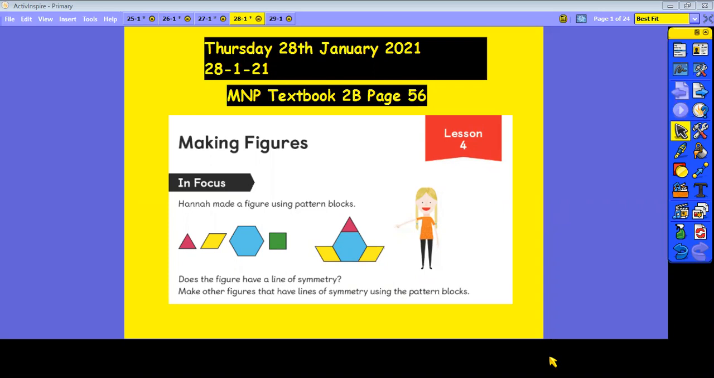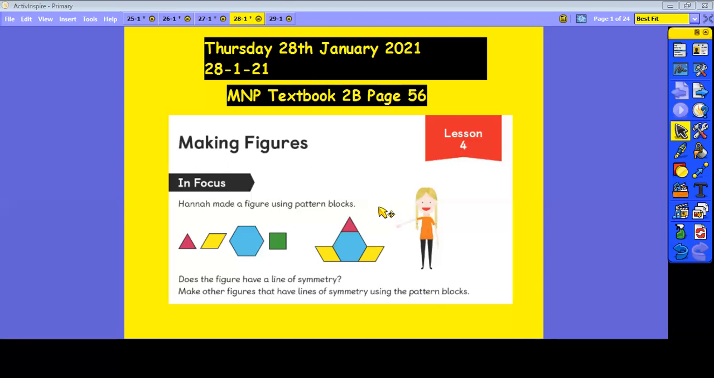Yesterday, children, you learned how to find lines of symmetry in shapes. You learned to discover whether shapes were symmetrical or not, and you did a really good job with your work yesterday, so well done. A big marshmallow clap to you all. Today, you're using that new skill of finding lines of symmetry in a lesson called Making Figures.